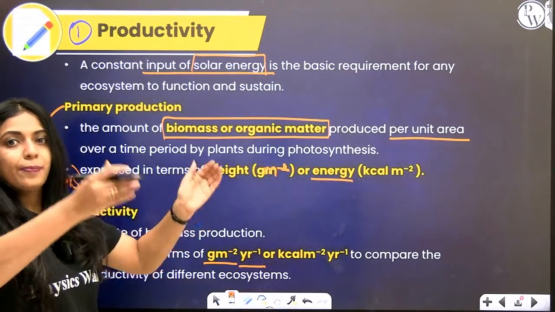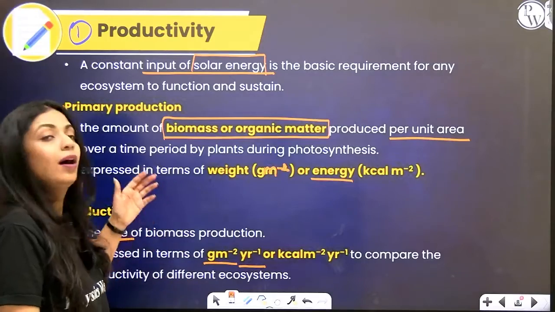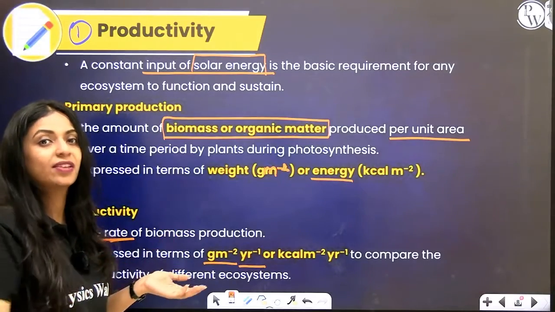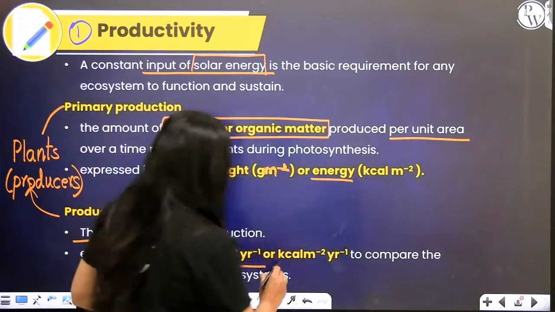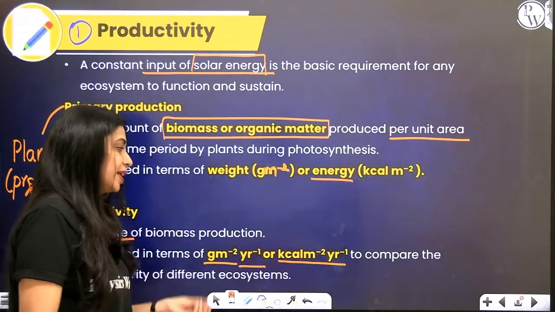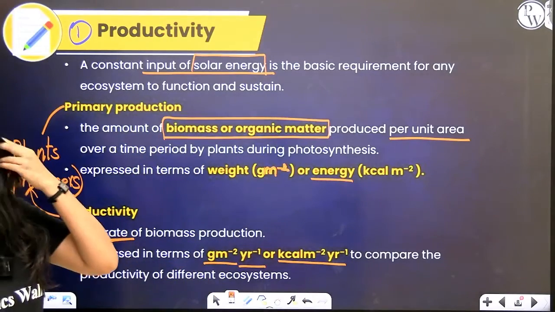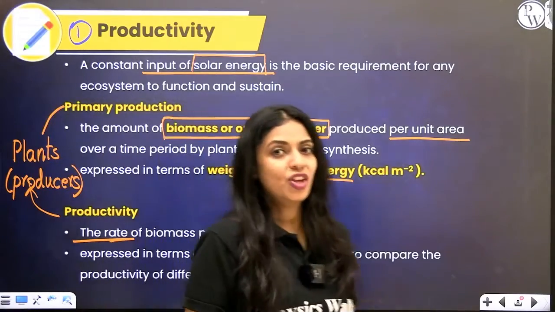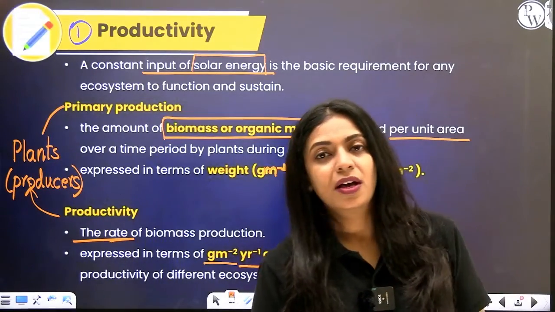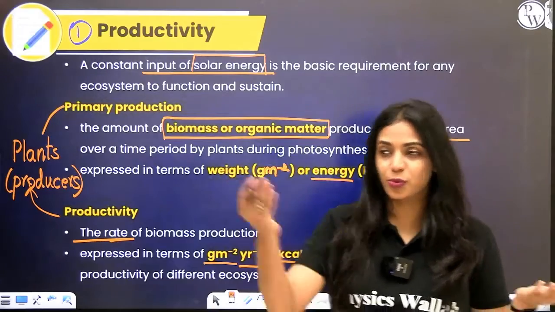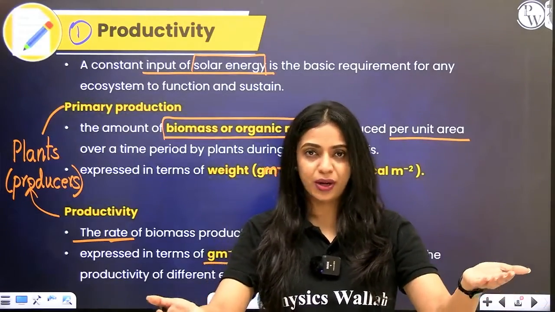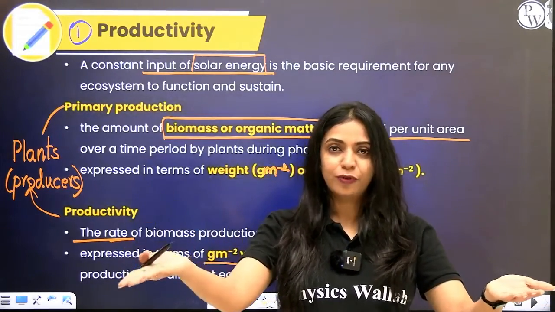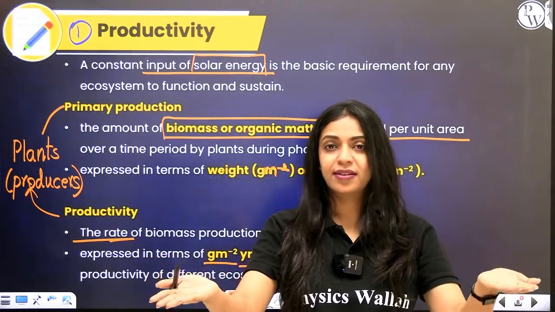In a period of 1 year, how much was the production? That gives us the rate. And in terms of energy, it's going to be kilocalories per meter square per year. So by checking the productivity, you can compare two different types of ecosystems. We have forests on one hand, deserts on the other. So this is the productivity of forests, this is the productivity of deserts in a year.